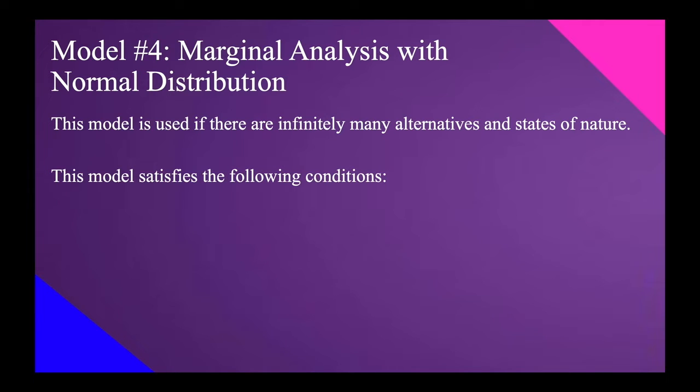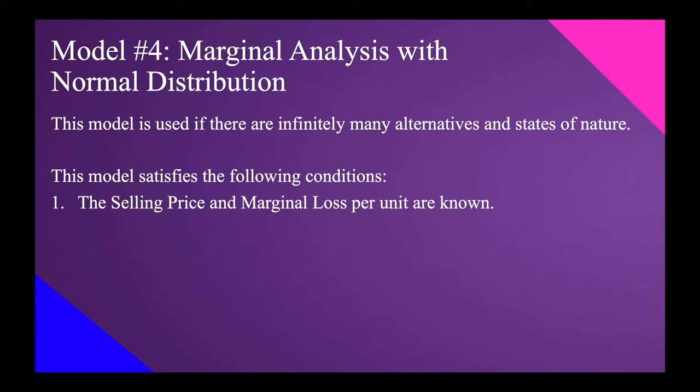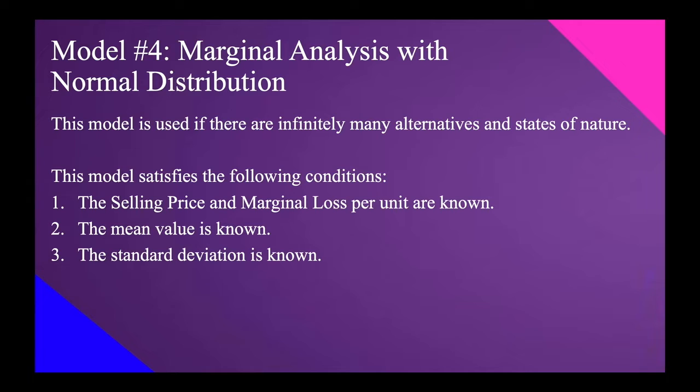Now, this model satisfies the following conditions. First, the selling price and marginal loss per unit are known. The mean value is known. The standard deviation is known too, since we're talking about a normal distribution. And the probability distribution is normal. That is the main goal of this model number 4: to forecast the optimal stocking level using normally distributed scenarios, the data that we have.